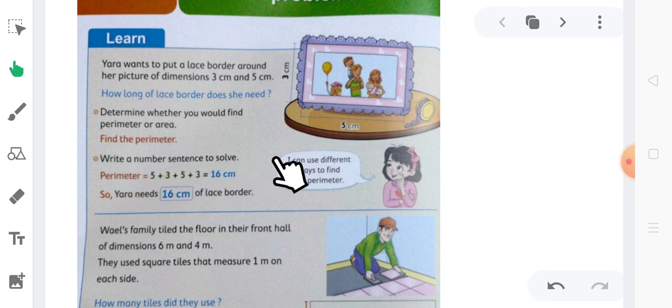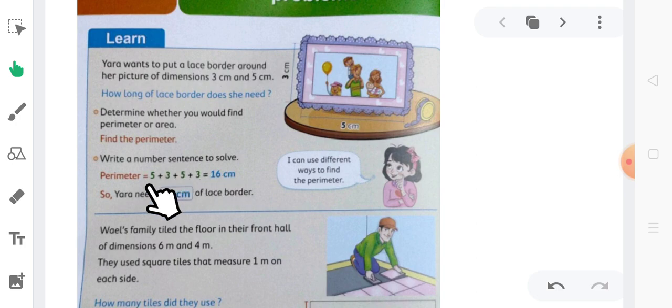Write a number sentence to solve this kind of question. To calculate the perimeter, get the sum of all the sides. Side lengths 3 plus 5 plus another 3 plus 5. This picture looks like a rectangle. In a rectangle, each two opposite sides are equal in length. So the perimeter equals 5 plus 3 plus 5 plus 3.